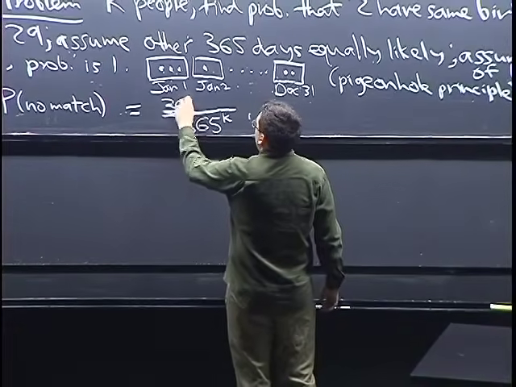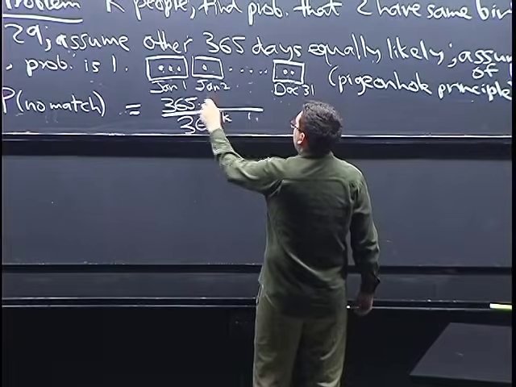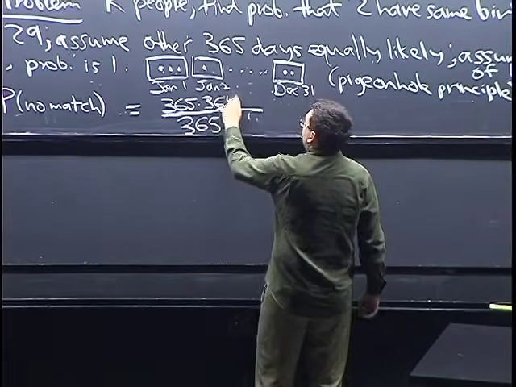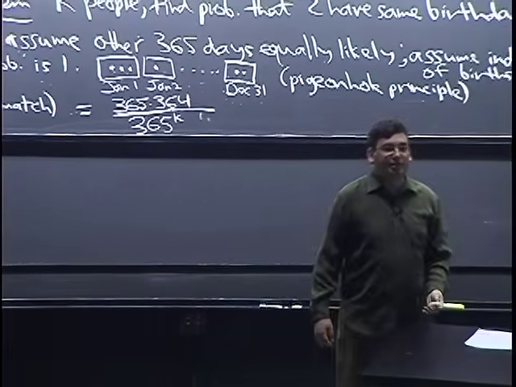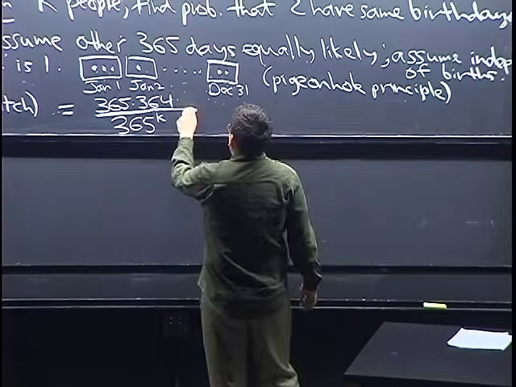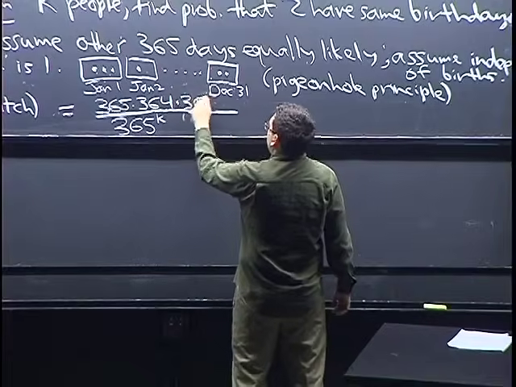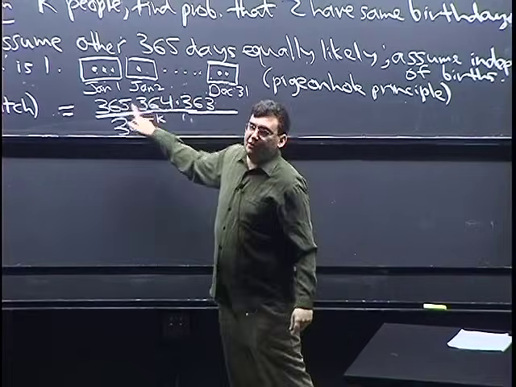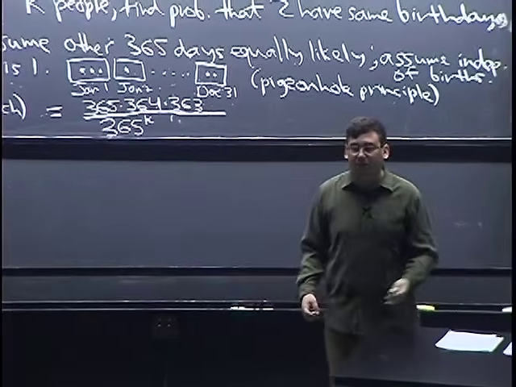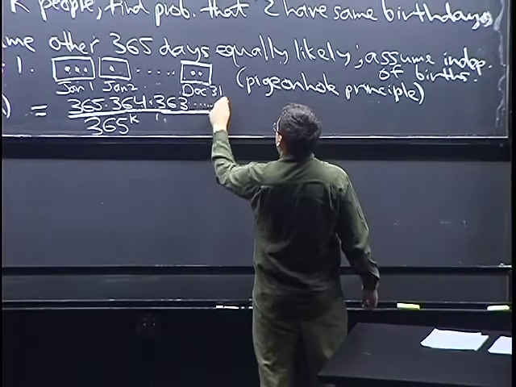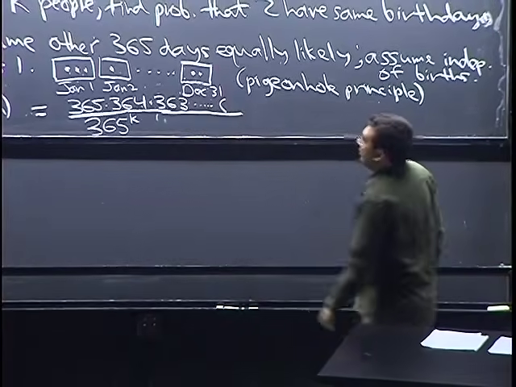First person could have any birthday, that's 365. Second person could have any birthday that's not the same as the first person, so that's 364. Multiplication rule again, so this is very, very straightforward from what we've done already. The next person could be any birthday except the first two, so 363, and so on. So you just multiply. And then the only thing you have to be careful about is to make sure you have the correct number of terms here.